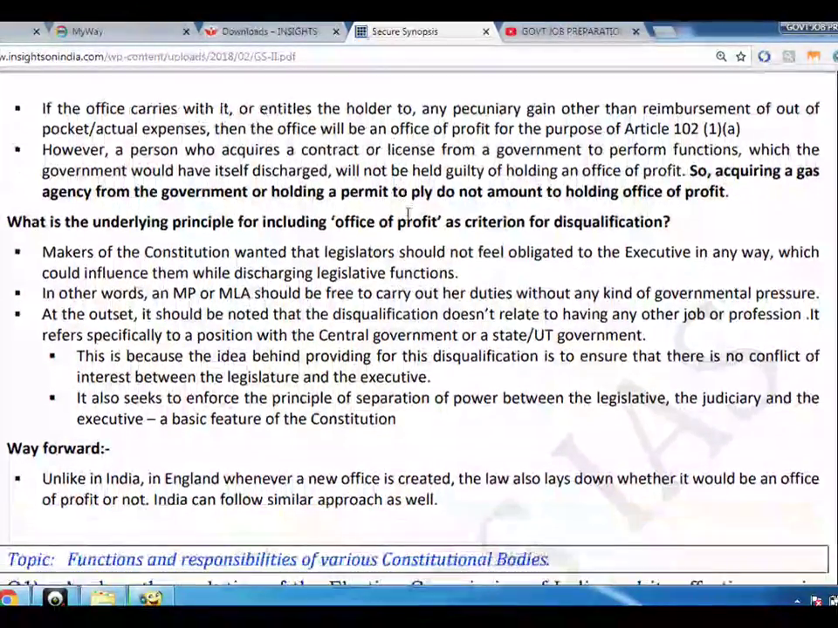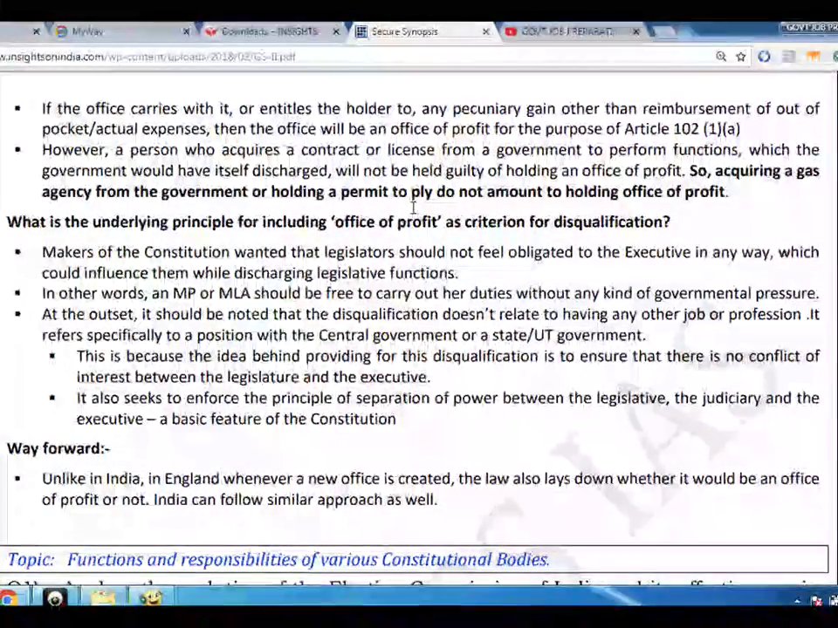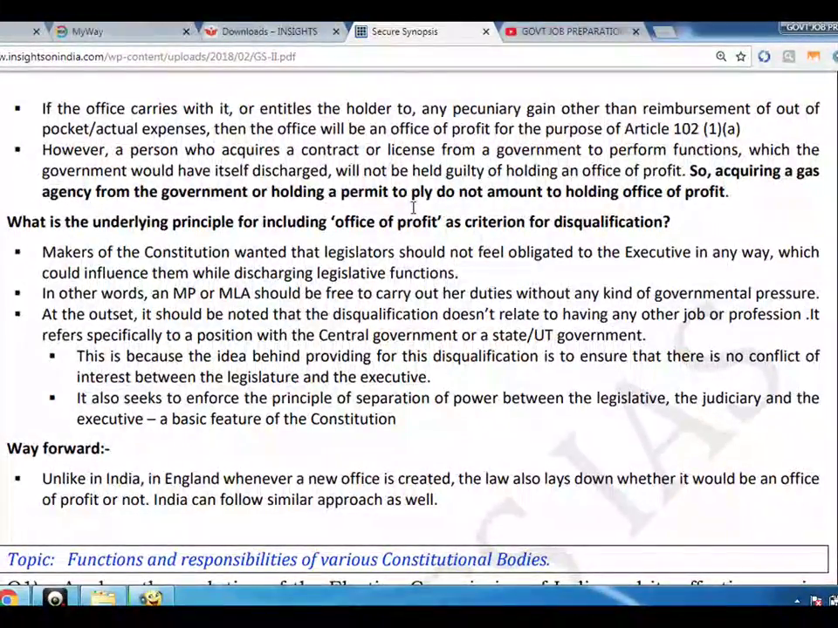If the office carries with it or entitles the holder to any pecuniary gain other than reimbursement of out-of-pocket or actual expenses, then the office will be an office of profit for the purpose of Article 101A. However, a person who acquires a contract or license from the government to perform functions which the government would have itself discharged will not be held guilty of holding an office of profit. So, acquiring a gas agency from the government or holding a permit to ply does not amount to holding an office of profit.